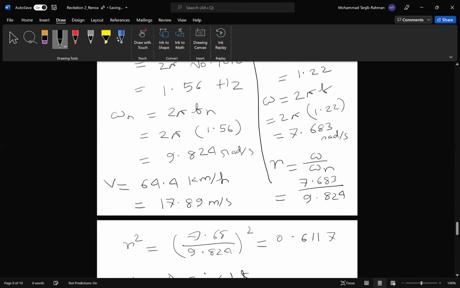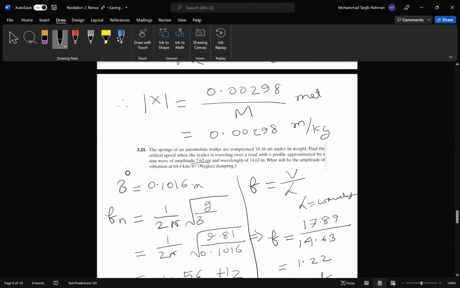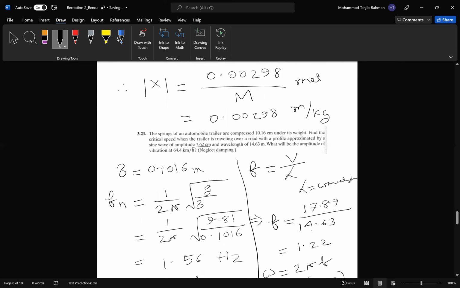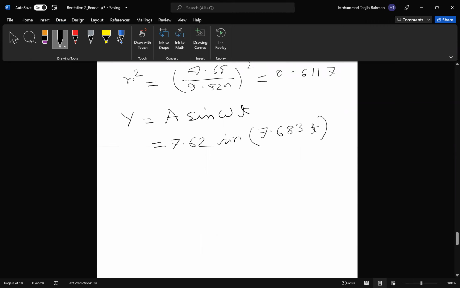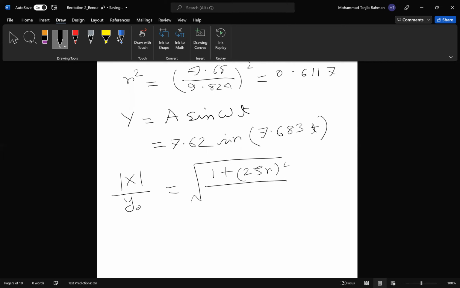Our goal is to find the amplitude, which is x by y naught, or y naught equals to root over 1 plus 2 zeta r whole square divided by 1 minus r square whole square plus 2 zeta r whole square.